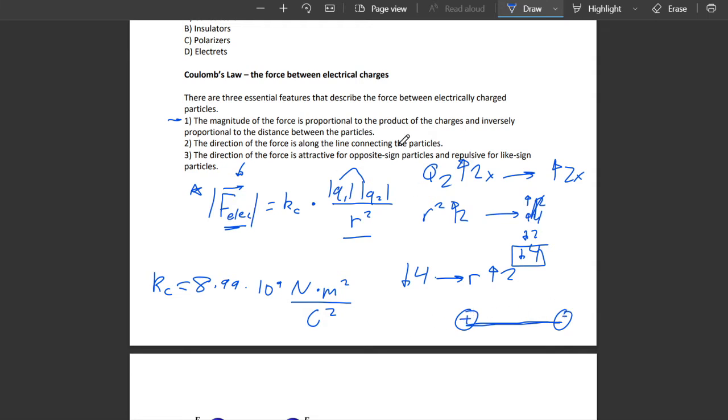And then like sign particles, so 2 electrons or 2 protons, are repelled by one another. And that's pretty straightforward stuff. So let's get started with our questions.